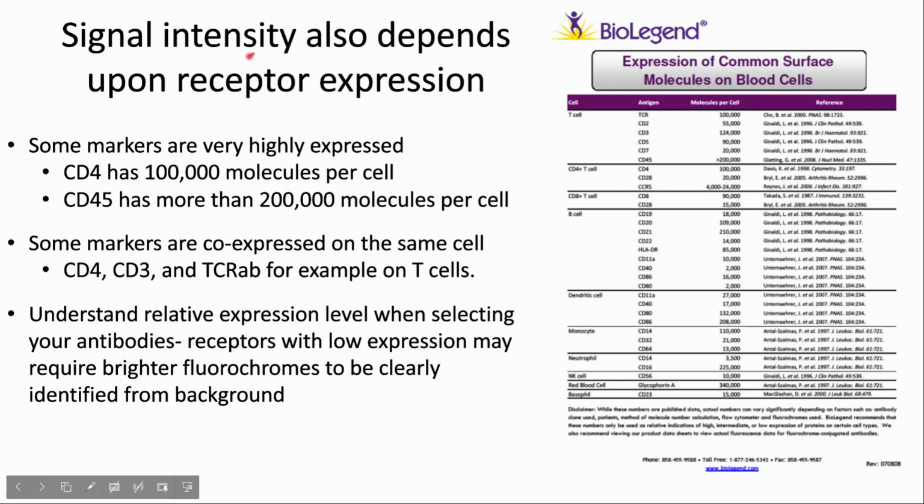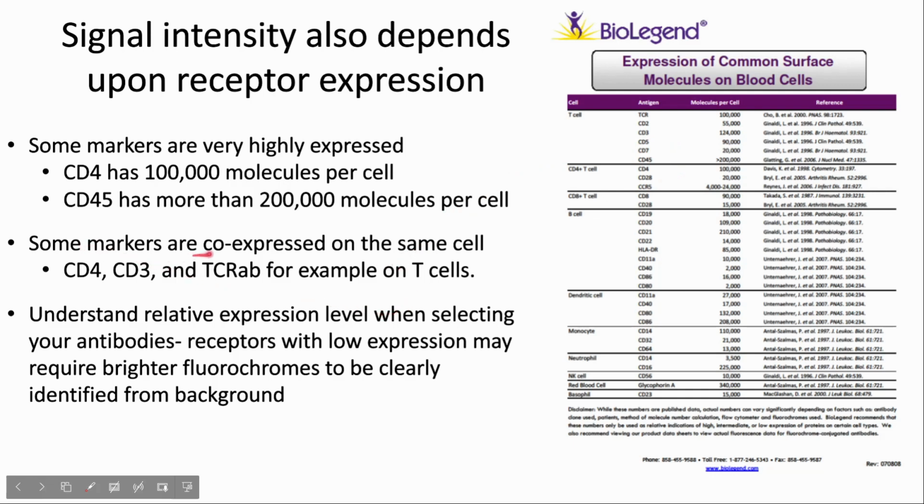In addition to the brightness of the fluorochrome, the intensity also depends upon the density of receptor expression on the surface of the cell. Some markers are very highly expressed, such as CD4 and CD45. Both have more than 100,000 molecules per cell, while other surface markers on T cells are not nearly as expressed, such as CD28 or CD7.